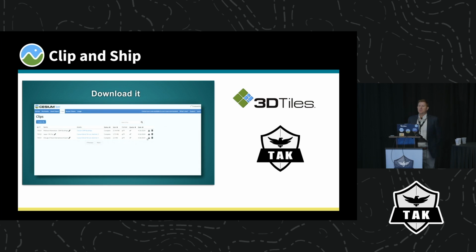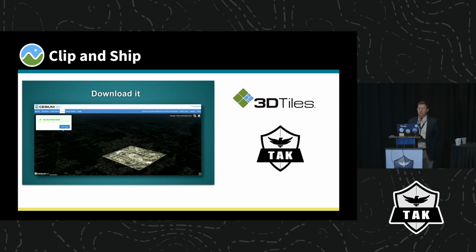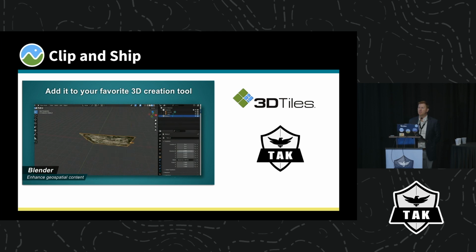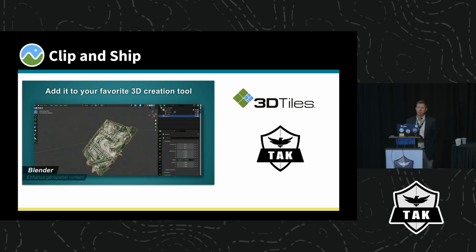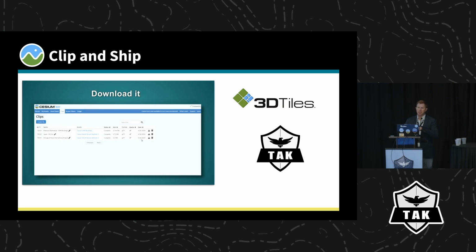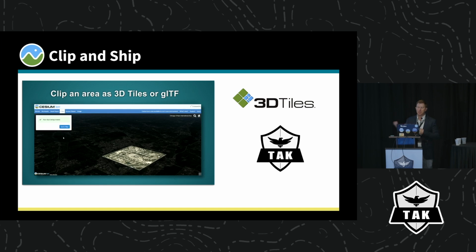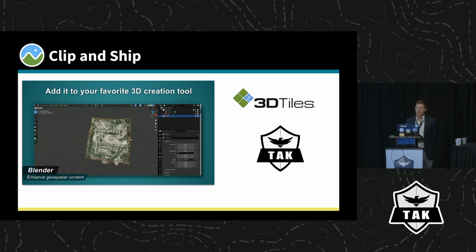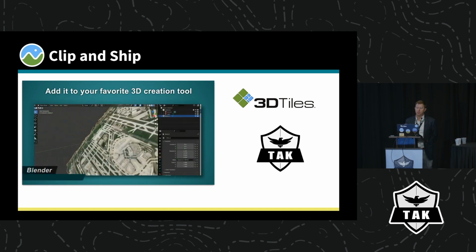This is one that we often get a request for. So imagine you have an enterprise server and you want to clip out a particular area of interest because of just size and storage constraints. With the clip and ship capability, you can start with your massive, say, global data set, and then for your particular area of interest, you can draw a box. You can then export out that 3D tiles 1.1 data set. And then pull that into your TAK device for visualization.